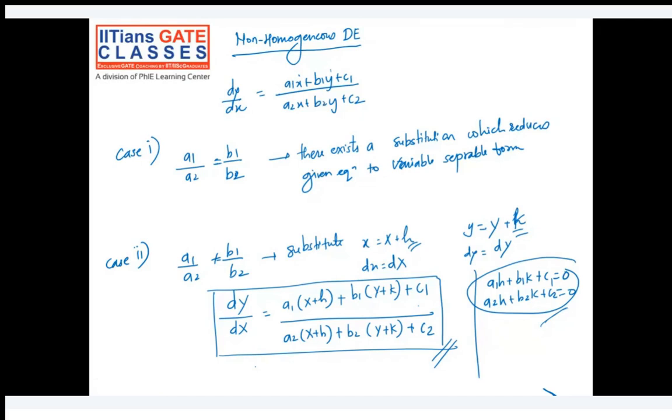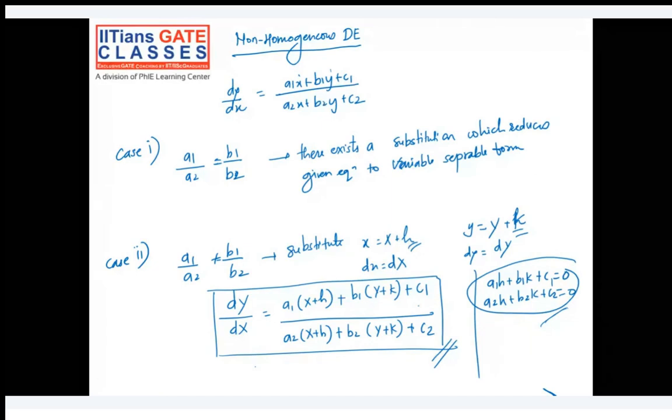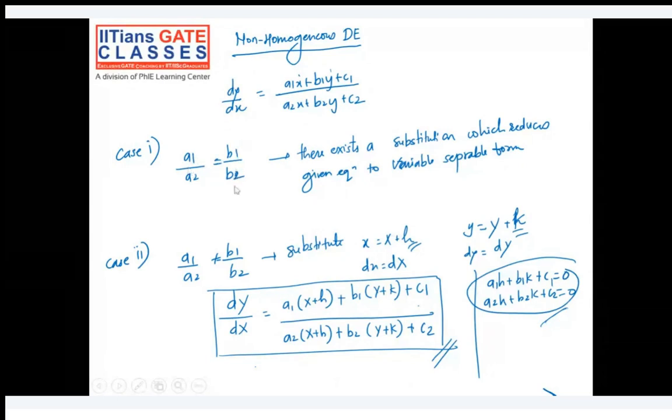There can be two cases. a1 by a2 is equal to b1 by b2, or a1 by a2 is not equal to b1 by b2. If a1 by a2 is equal to b1 by b2, then obviously there is a substitution. You can take some term common and directly do the substitution because the ratio is the same. The example could be 2x plus 3y plus c1 divided by x plus y plus c2. So only the ratio of 2 to 1 is there, so you can easily do the substitution and solve the problem.